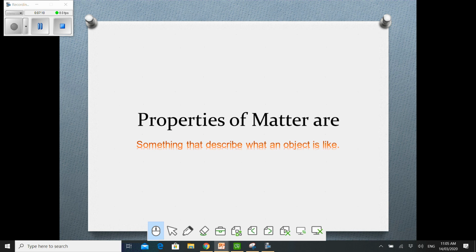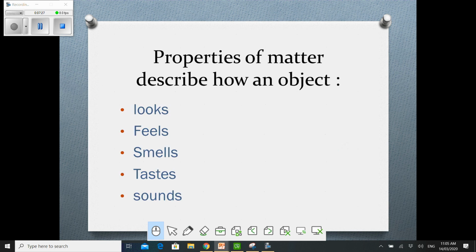Properties of matter. What do you mean by that? Properties of matter describe what an object is like. They describe how an object looks when you see it, feels when you touch it, smells when you smell it with your nose, tastes when you taste it with your tongue, and how you hear it by the sound.